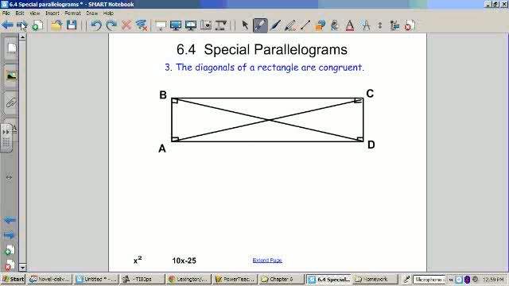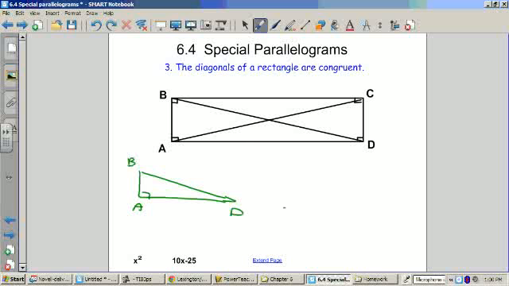Property number 3, this time instead of having a rhombus, I have a rectangle. I know it's a rectangle because I see that all 4 angles are right angles. And the property that we want to talk about is that diagonals of a rectangle are congruent. The way I'm going to prove this is I'm going to separate this rectangle into 2 triangles. Over on the left-hand side, I am going to have A, B, D.